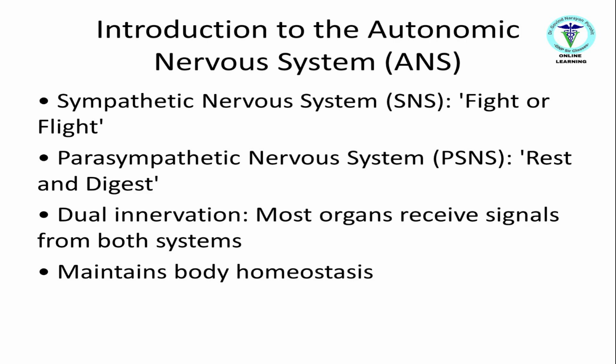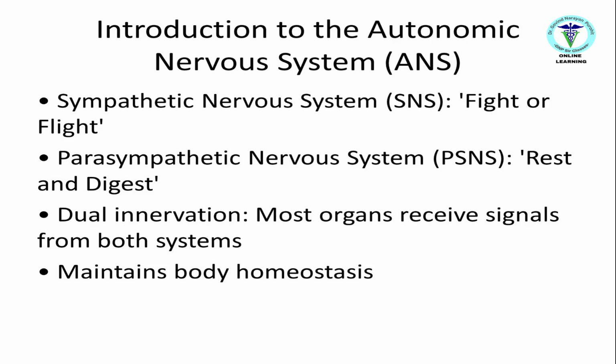The autonomic nervous system, or ANS, controls involuntary body functions like heart rate, digestion, and respiration. It has two main divisions: the sympathetic nervous system, often called fight or flight, which prepares the body for stressful situations, and the parasympathetic nervous system, or rest and digest, which conserves energy and aids in digestion.